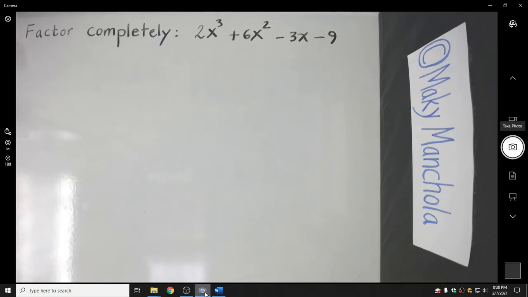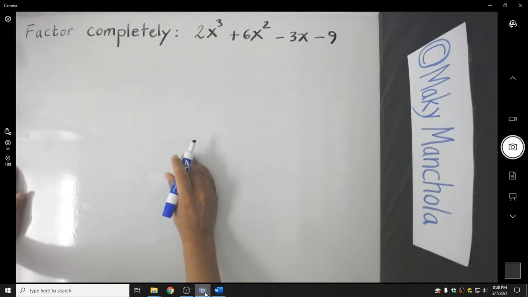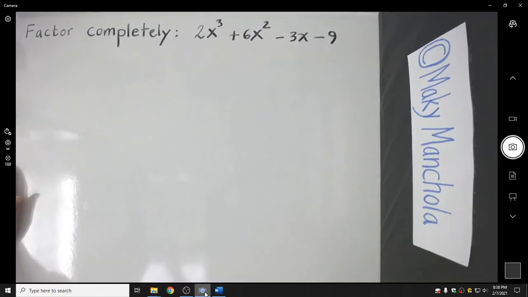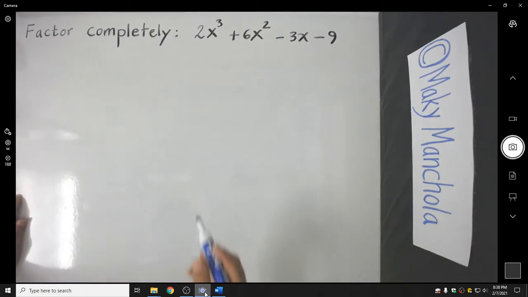Here we have a problem. Factor completely. 2x cubed plus 6x squared minus 3x minus 9. First, we try to factor out the greatest common factor.